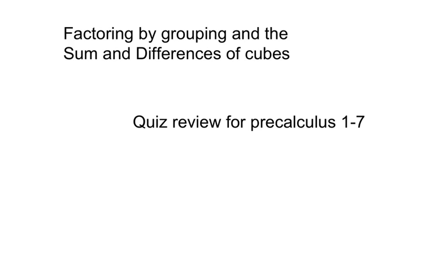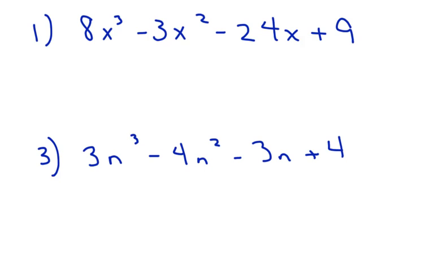Okay, this is a review for factoring by grouping and the sum and difference of cubes, problems 1 through 7. Okay, the first problem on the review is number 1: 8x cubed minus 3x squared minus 24x plus 9. I recommend that you watch my previous video that goes over the basics of factoring by grouping.